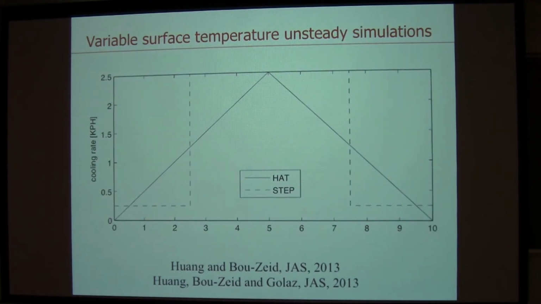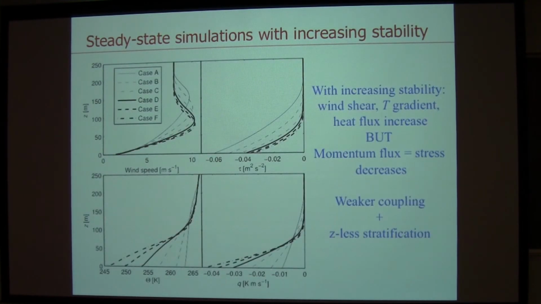These are all steady state simulations. We also wanted to see what happens if you change the surface cooling rate. So what if you have a cloud layer that comes above your surface, and suddenly you have a much weaker cooling rate, or if it goes away and you have a much faster cooling rate. So we did two simulations, a hat and a step, where the cooling rate changes by an order of magnitude, either suddenly or over the course of 10 hours, which is what the night conditions last.